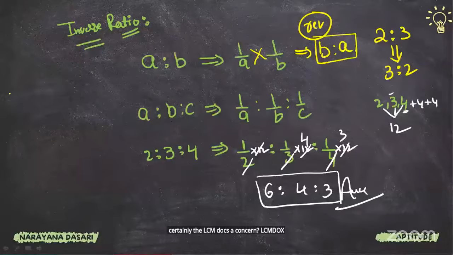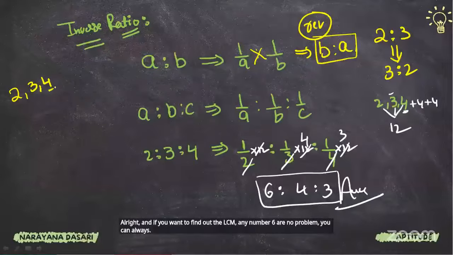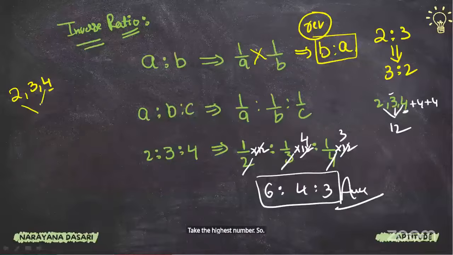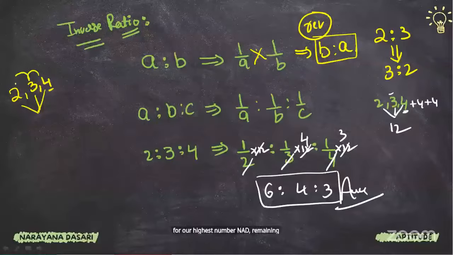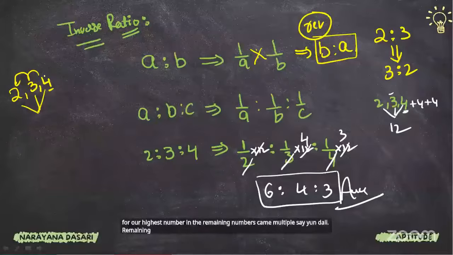Right, and if you want to find out the LCM, okay, any numbers ఇచ్చిన no problem. Okay, always take the highest number. సో ఇచ్చిన నంబర్స్ లో హైయెస్ట్ నంబర్ తీసుకోండి. ఇక్కడ హైయెస్ట్ నంబర్ ఏంటి? 4. ఆ హైయెస్ట్ నంబర్ అనేది రిమైనింగ్ నంబర్స్ కి మల్టిపుల్స్ అయ్యి ఉండాలి. రిమైనింగ్ నంబర్స్ డివిజిబుల్ అయ్యి ఉండాలి.